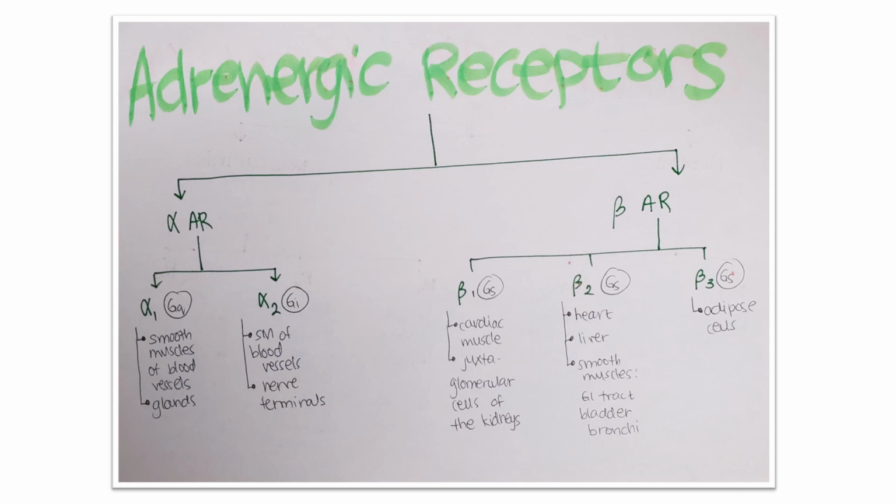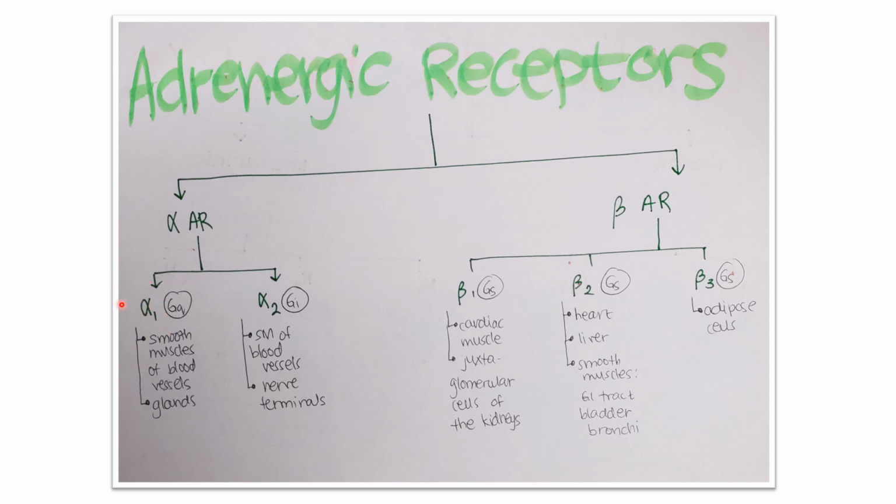So moving on to the adrenergic receptors, we have two main types: the alpha adrenergic receptors and the beta adrenergic receptors. The alpha adrenergic receptors are subdivided into alpha 1 and alpha 2. All of these are G-protein coupled receptors as well. Alpha 1 is coupled with GQ, so again, that leads to an increase in calcium inside the cell, which means either contraction or secretion.